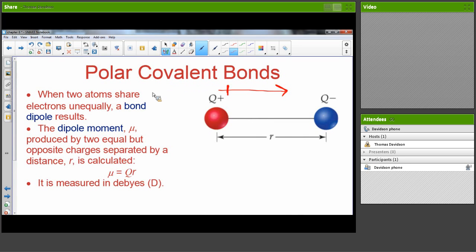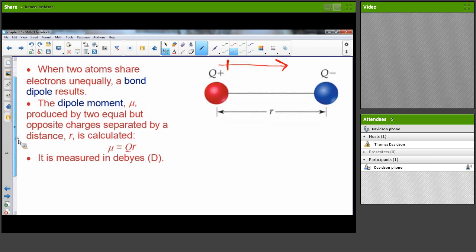just a little bit of notation here. When 2 atoms share electrons unequally, a dipole results. A bond dipole, that's the actual word, it means 2 poles. Okay, so that's not too hard. The dipole moment, or mu, and you don't have to do this math ever, so don't worry about it. The dipole moment produced by 2 equal but oppositely charged particles separated by a distance r is calculated as this, and it's measured in debyes.